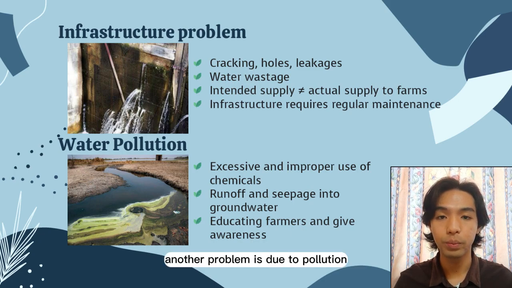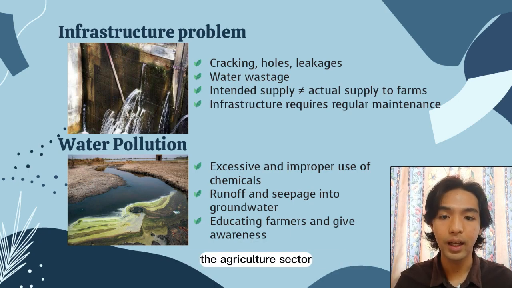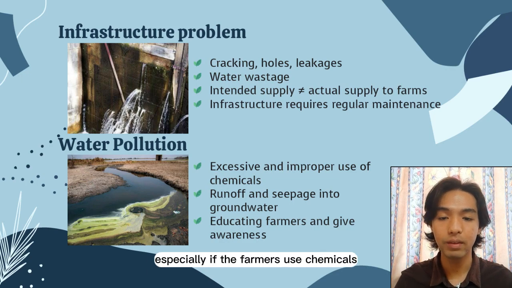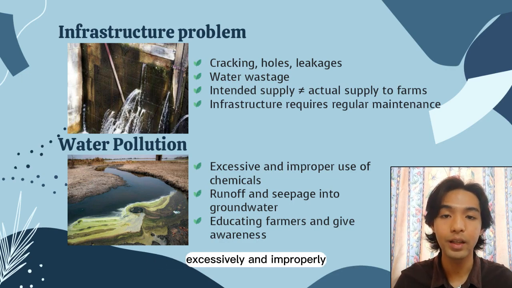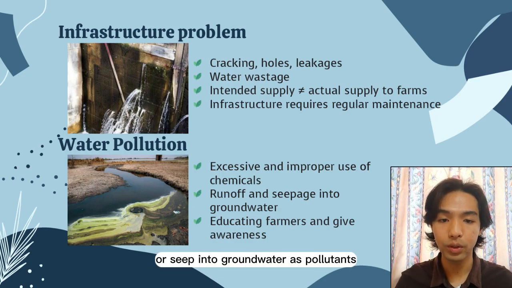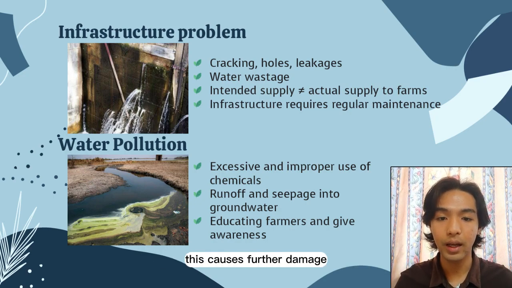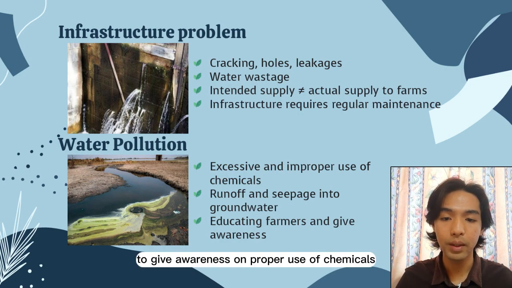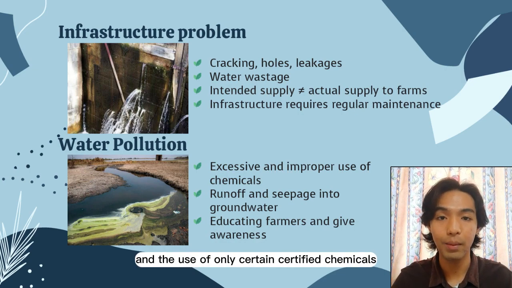Another problem is due to pollution. The agriculture sector can be polluting to the environment, especially if the farmers use chemicals excessively and improperly. The chemicals can run off or seep into groundwater as pollutants. This causes further damage to the water resources in that area. Thus, the government tackled this problem by educating farmers to give awareness on proper use of chemicals and the use of only certain certified chemicals.